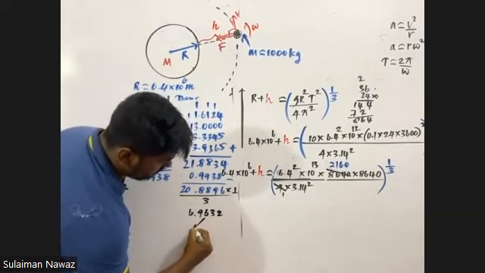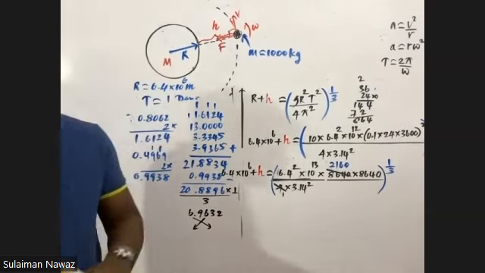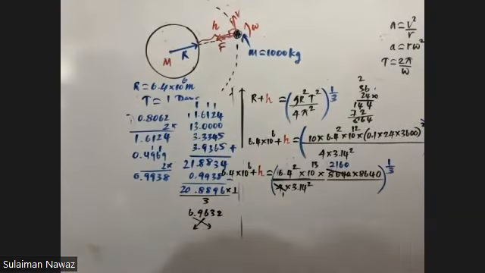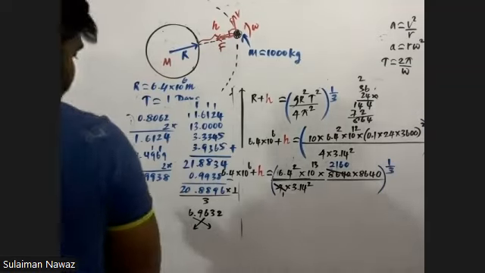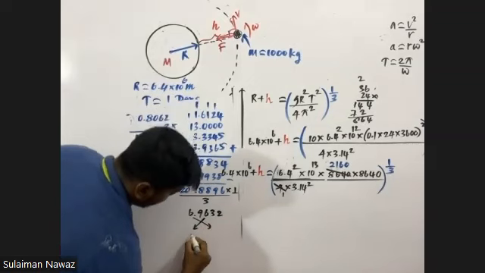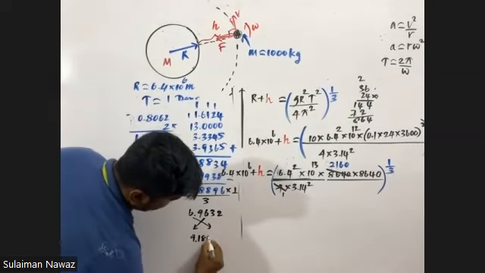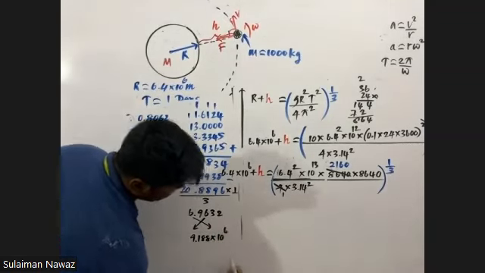Now anti-log. Anti-log 9632. 9632 anti-log gives 9.188, 9.188 to the power 6.